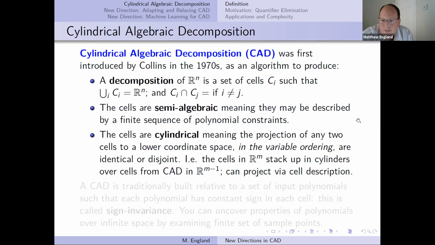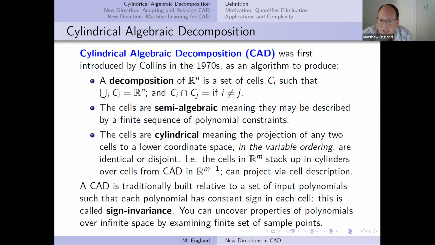And the semi-algebraic descriptions that I mentioned make that explicit. So for example, if x was the first variable in the ordering, the semi-algebraic description would have a condition just on x, which would be the projection of the cell onto x, and so on.